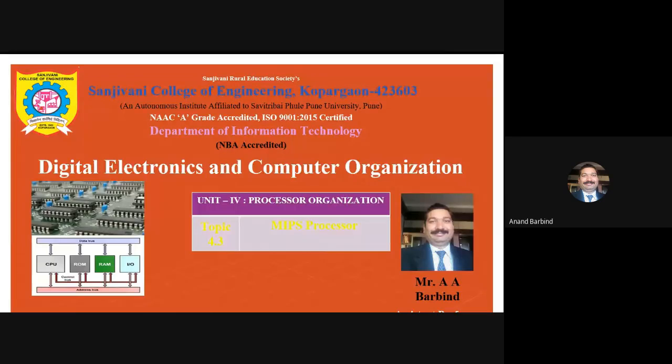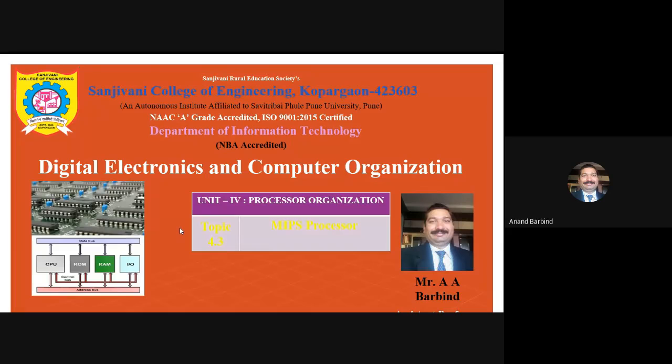Even in international repute universities like MIT, which is from the United States of America, this particular processor is being taught as an example, and that too right from the beginning without referring to the other processors. So that is why we have also taken the decision to include this particular processor.